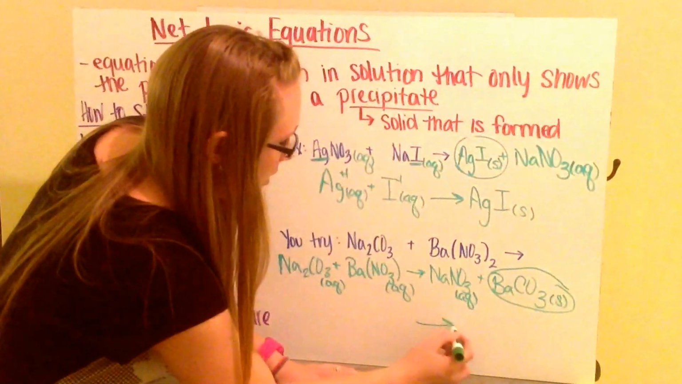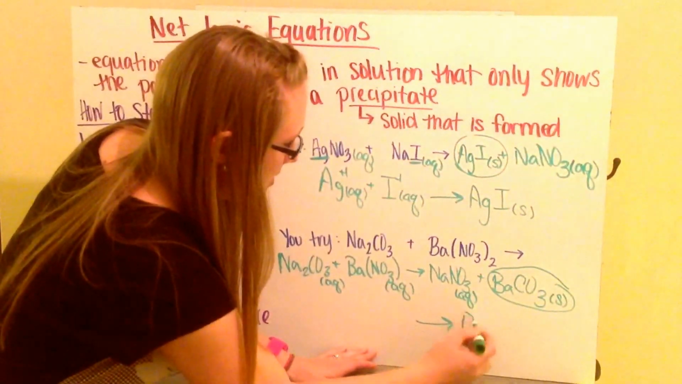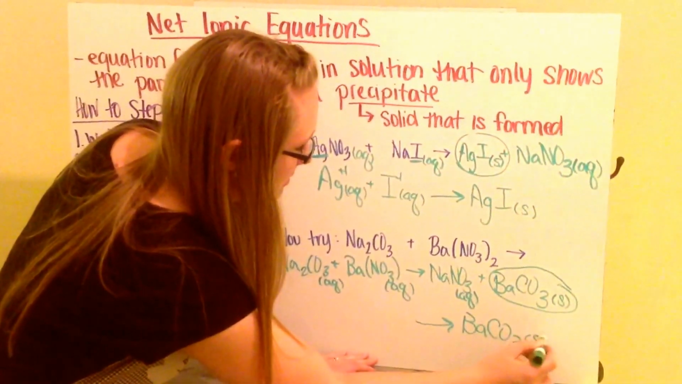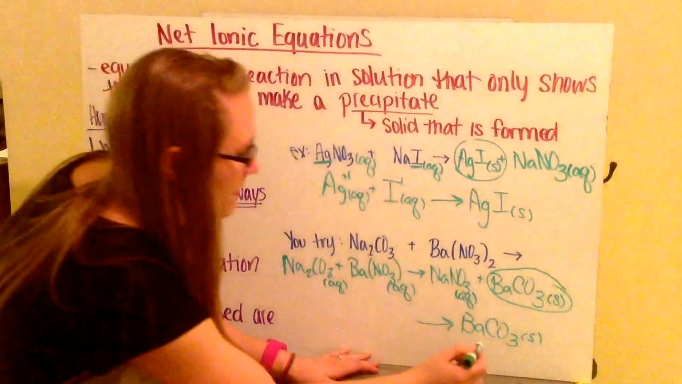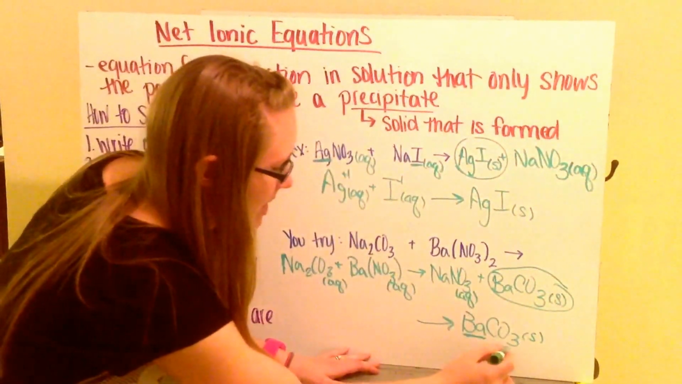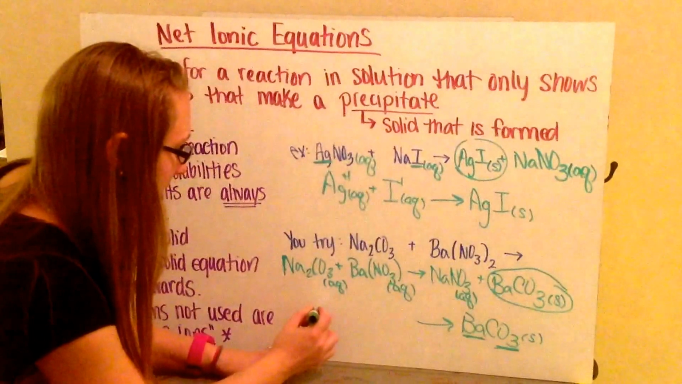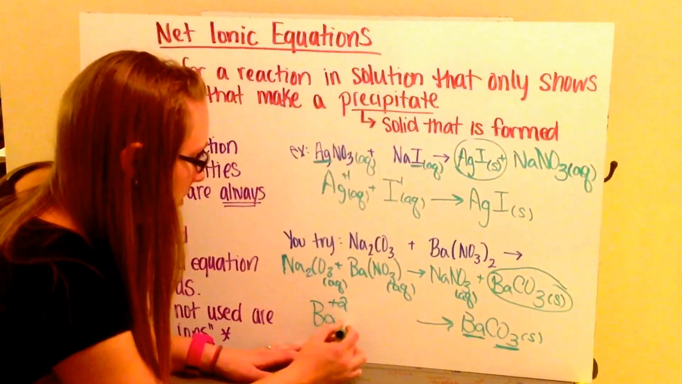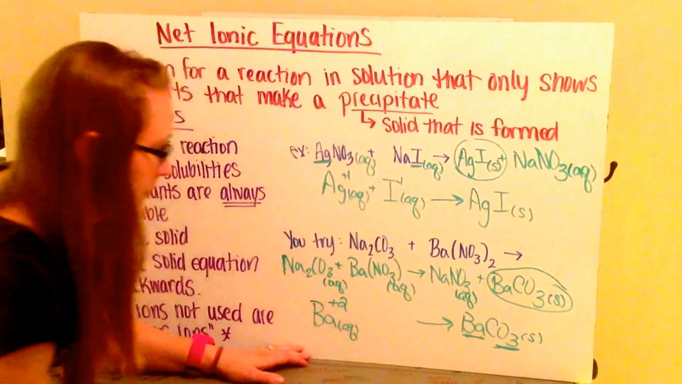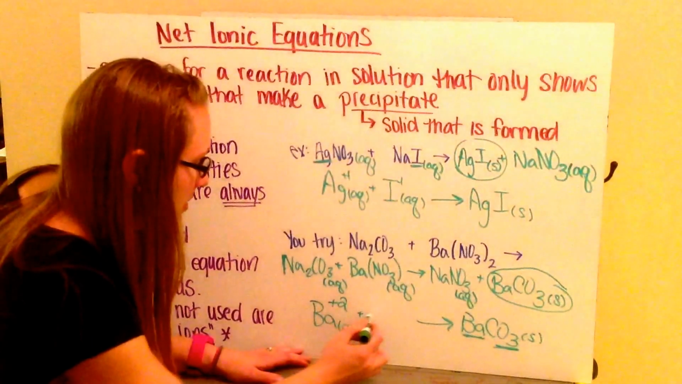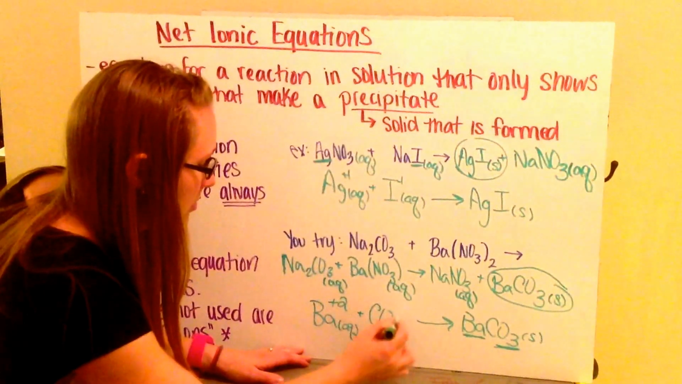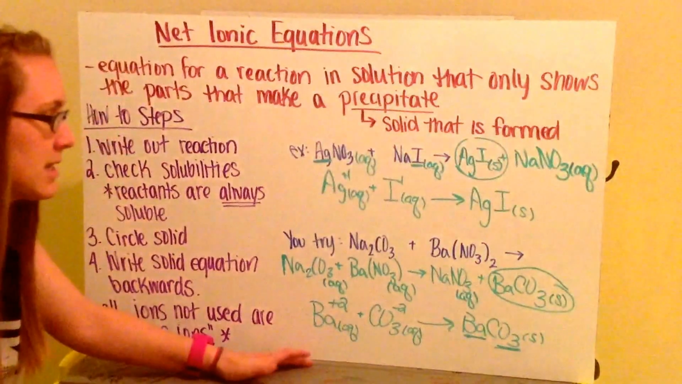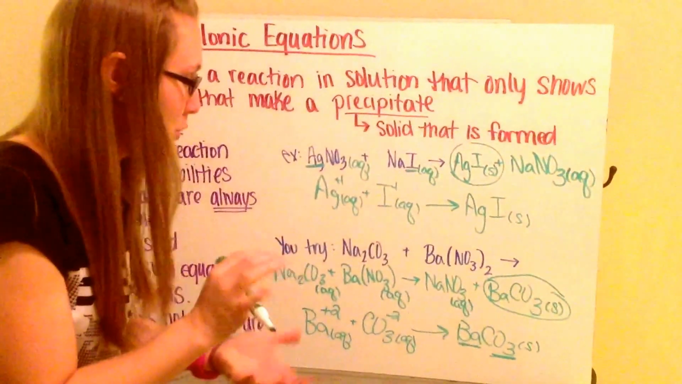So I draw my arrow. I show that I'm making barium carbonate solid, and I'm making this from my barium ions and my carbonate ions. So I have barium, which is +2 because it's in group 2, in its aqueous form, plus my carbonate, CO3 minus 2, also in its aqueous form, coming together in my water solution, my aqueous solution, to make barium carbonate.